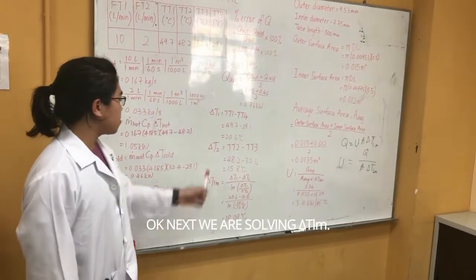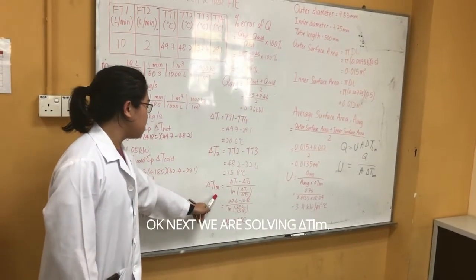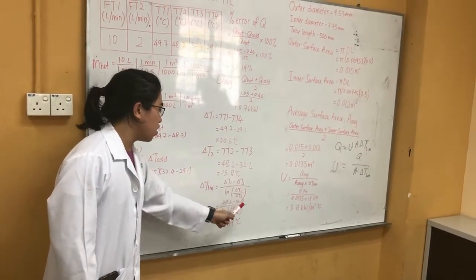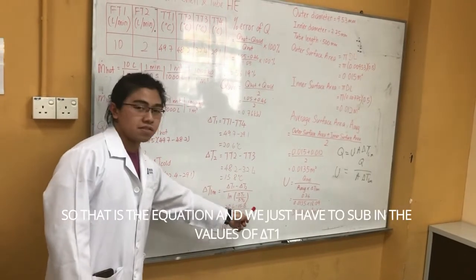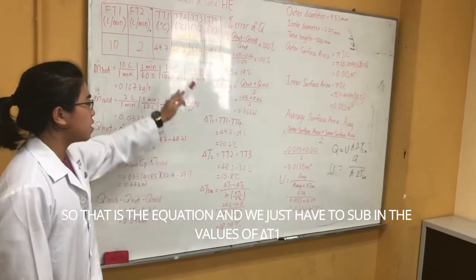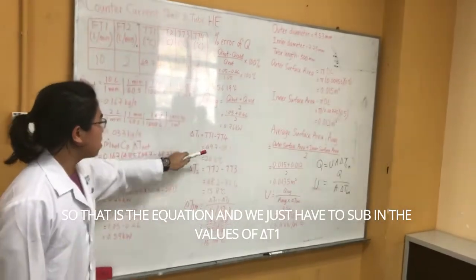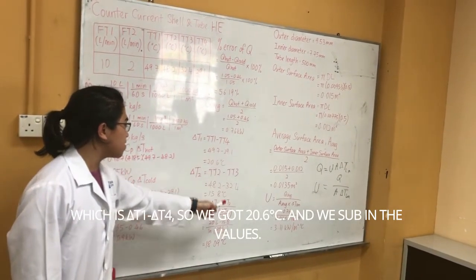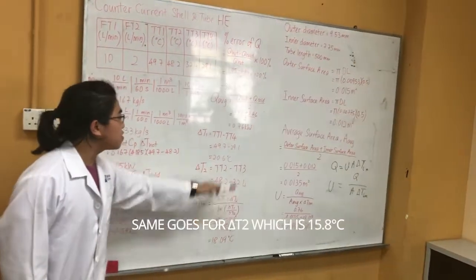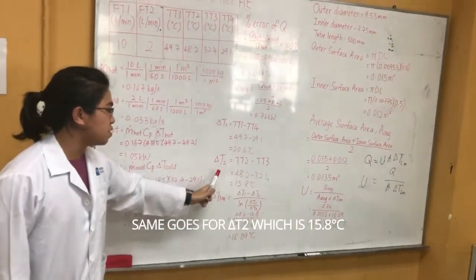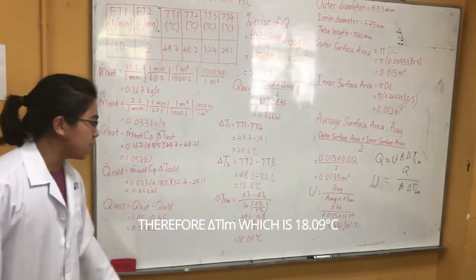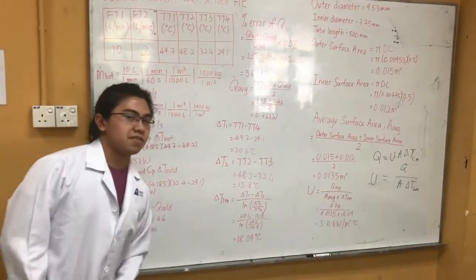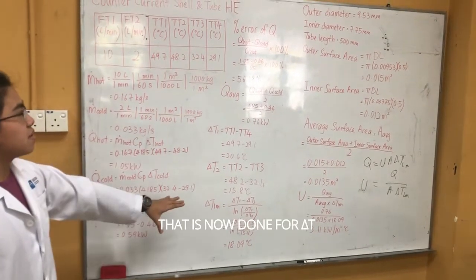Alright, so continuing, the delta T lm, which is delta T1 minus delta T2 over ln delta T1 over delta T2. So that is the equation, and we just sub in the values of delta T1, which is delta T1 minus T4, so you get 20.6 degrees Celsius, and same goes for delta T2, which is 15.8 degrees Celsius. So therefore we have the delta T lm, which is 18.09 degrees Celsius. That is done for the delta T.